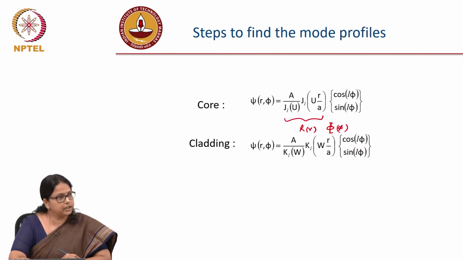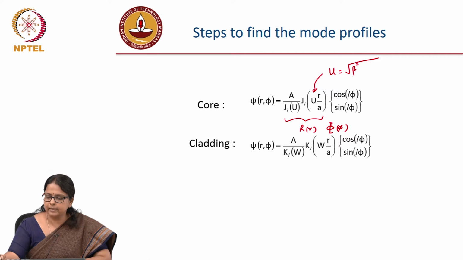A is a constant, I do not know yet, but u is... Now I know u is equal to... how did we define u, you remember? Square root of beta square minus k naught square n1 square, or is it k naught square n1 square minus beta square? K naught square n1 square minus beta square.